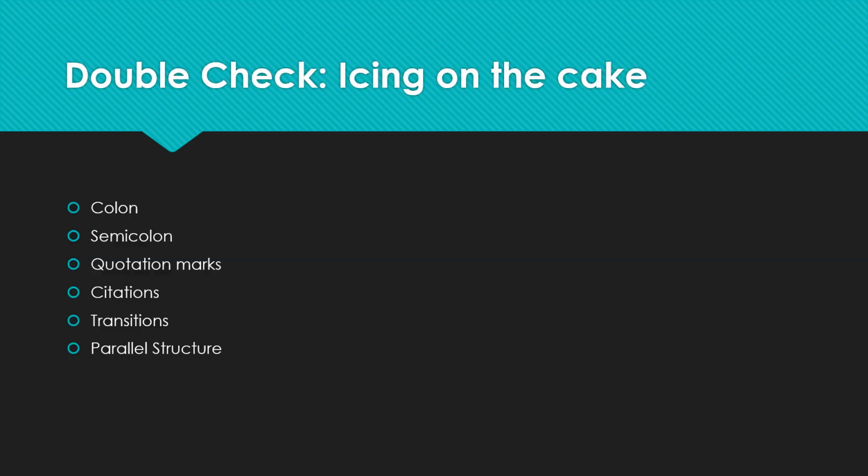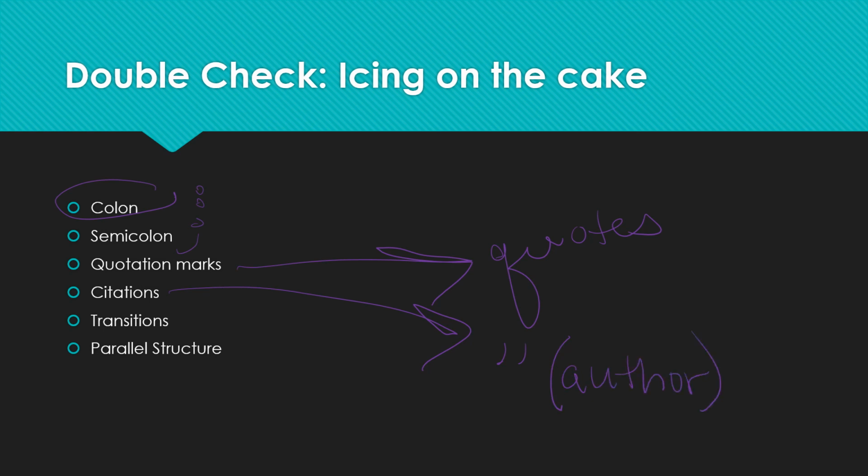All right, guys, now just double check icing on the cake. Did you use a colon? Did you use a semicolon? Did you use them properly? Make sure your quotation marks are for your quotes. Those citations, I'm going to show you one more time. If you have an end quote, that's what it needs to look like. Okay, period goes here, quotations here. This is your author's last name. If you're doing a book and it's got multiple pages, we would put the page number in there, but for right now, that's just what we're working on.